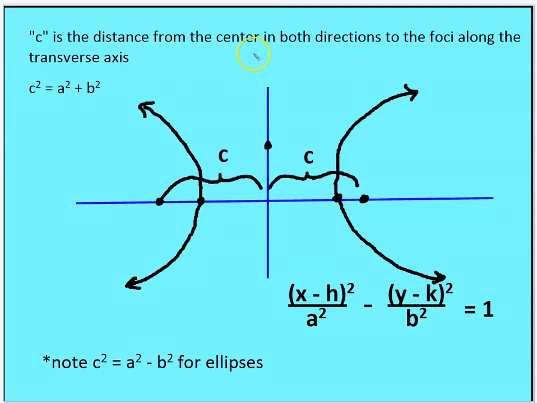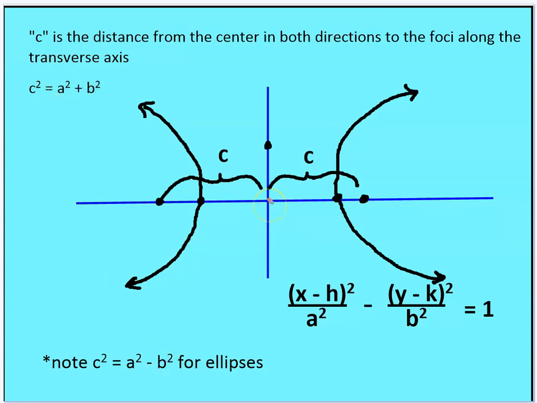C is going to be the distance from the center in both directions to the foci along the transverse axis. And again, I gave you the formula c squared is equal to a squared plus b squared, which differs from the formula c squared is equal to a squared minus b squared. So you can see with the ellipse, this sign is negative and this sign is positive, but for a hyperbola, this sign is positive and this sign is negative. All right, so that's the difference in the equation, at least for ellipses and hyperbolas.